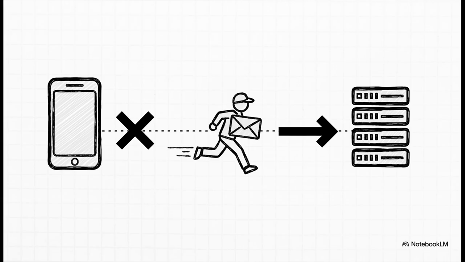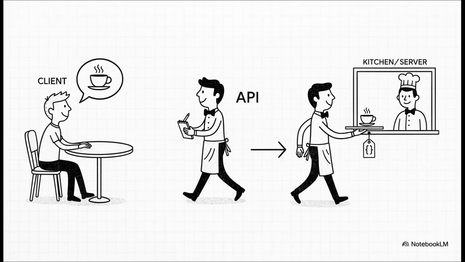All right, so we've got our data structured, it's written in a language computers can understand, but how does your coffee app on your phone actually get the menu from the cafe's computer system? It doesn't just reach out and grab it. No, it sends a request through a special kind of messenger. And that messenger, that's what we call an API, an application programming interface. A really common type, a REST API, works exactly like a waiter in a restaurant. Your app, the client, tells the API what it wants.